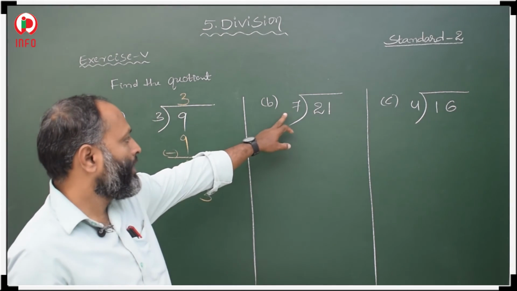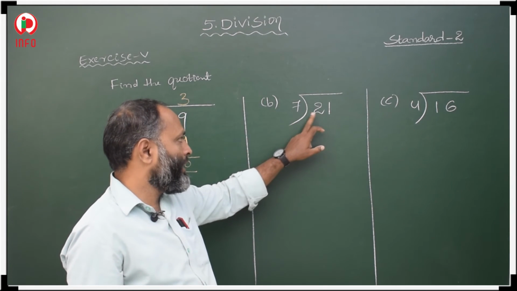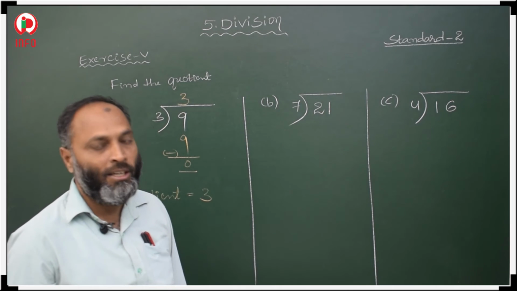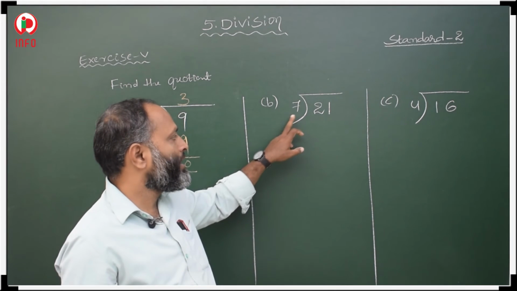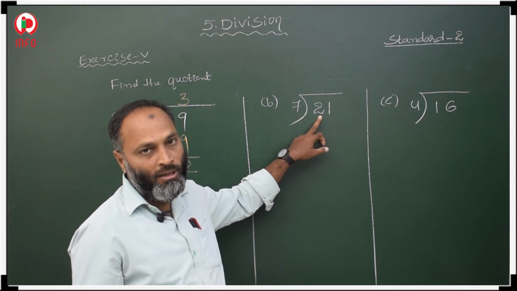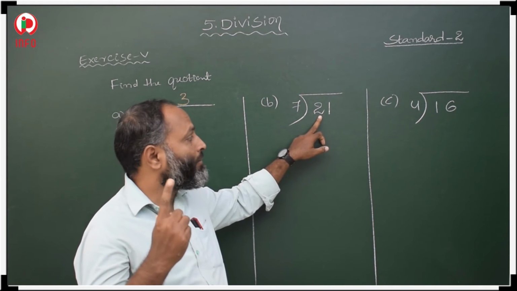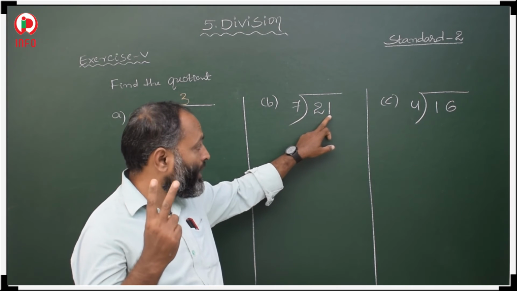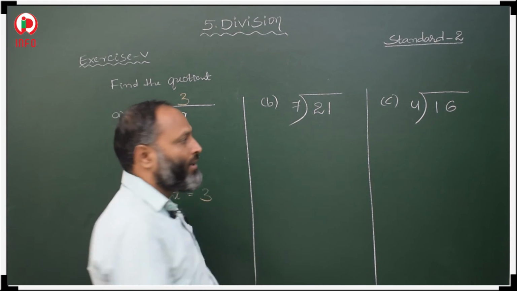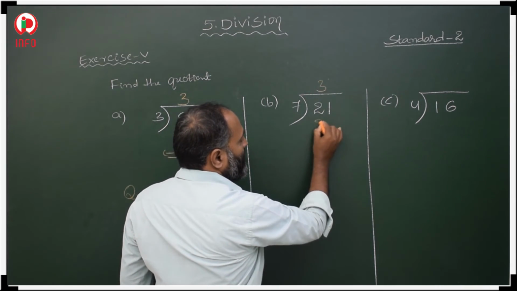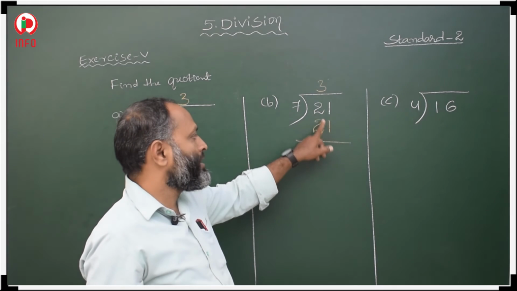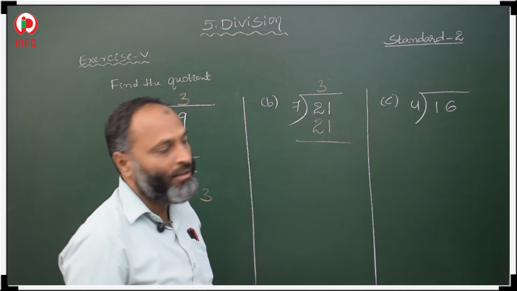Here also, 21 divided by 7, it means 7 divides 21. Then how to do this? 7 table, read your 7 table. Where will 21 come in the 7 table? 7 1s are 7, 7 2s are 14, 7 3s are 21. 7 3s are 21. We have to write 21 like this: 1's value in 1's place, 10's value in 10's place. Now, minus.